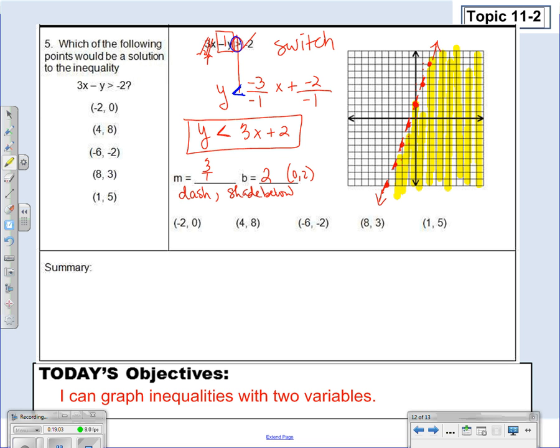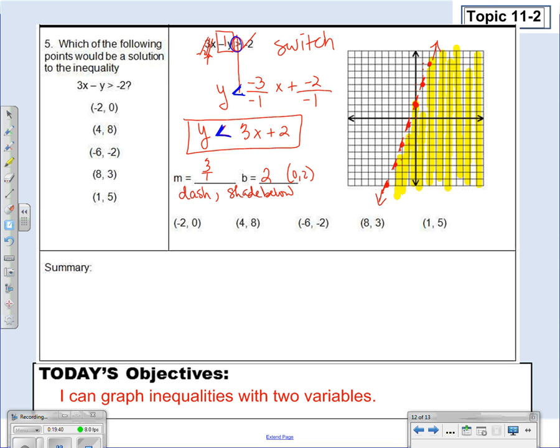Second part of this question is which one of the points would be a solution? To be a solution, that means it will make a true statement if I plug in the numbers. Another way to look at it, though, is to look at the graph itself. A solution would be any point that is in the shaded area. Notice that our inequality is less than, it doesn't say equal to, so it must be below that line in the shaded area. So we're going to plot the points to see if they fall in the shaded area. If they fall in the shaded area, they are solutions. If it doesn't fall in the shaded area, it is not a solution.